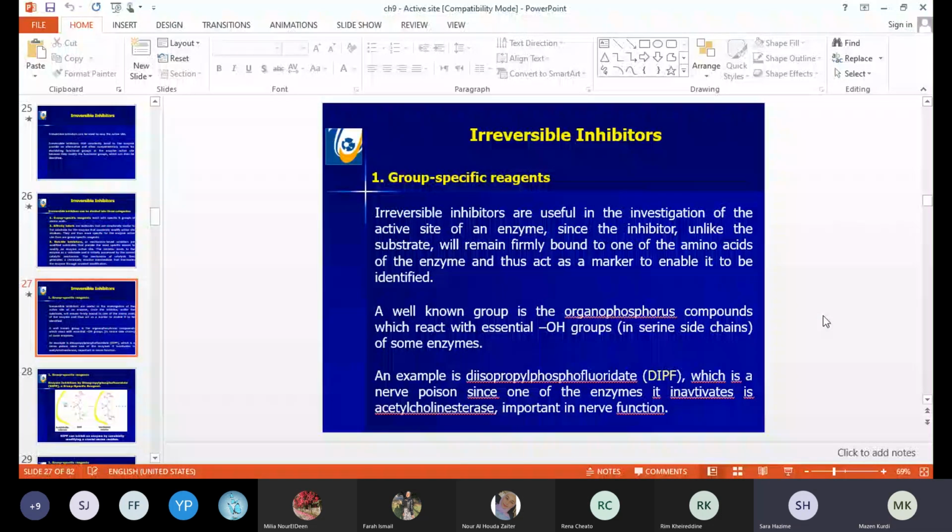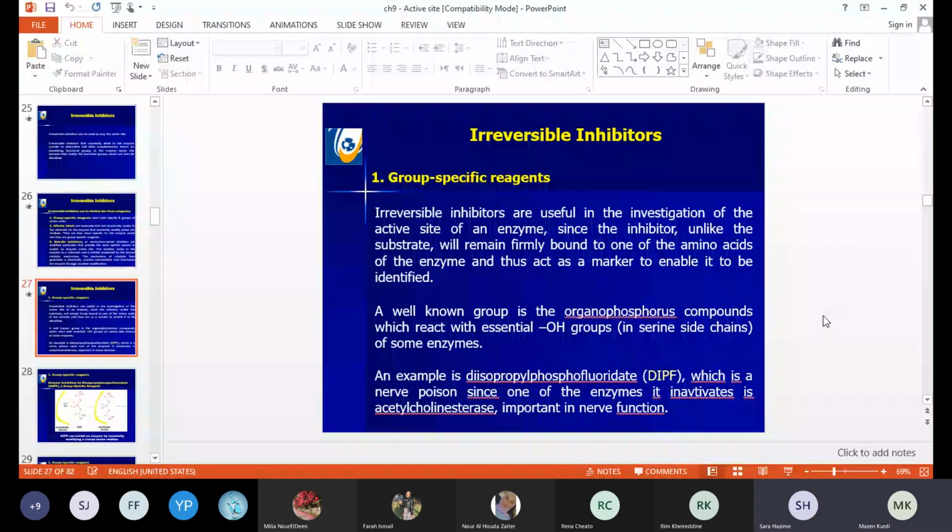We'll start with the first type, which is the group-specific reagents. These are irreversible inhibitors, as I said before. They are very useful in the investigation of the active site, since the inhibitor here, unlike the substrate, will bind to one specific side chain of an amino acid present in the active site of the enzyme, and it will act as a marker to enable it to be identified.